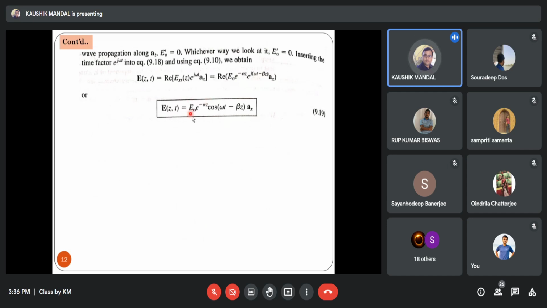This e^(-αz) basically represents the attenuation of the electric field as it moves along the z direction. So E(z,t) equals E0 e^(-αz) cos(ωt - βz).